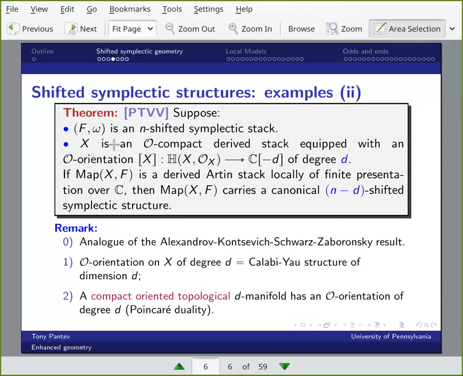So any such guy now gives rise to a new symplectic guy, because you can look at the moduli space of maps from the oriented guy to the symplectic guy. And as I said, in all normal examples, this is going to be an Artin derived algebraic stack with locally affine presentations. So it's going to be smooth by this hidden smoothness philosophy. And it carries a natural symplectic structure that depends on the symplectic structure on the target and the orientation on the source. But it's with a different shift. It's n minus d shifted symplectic.